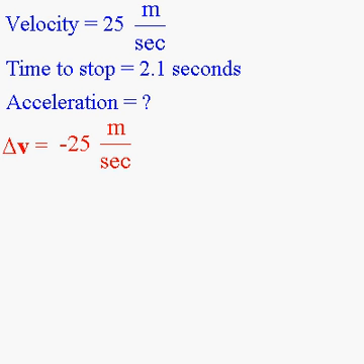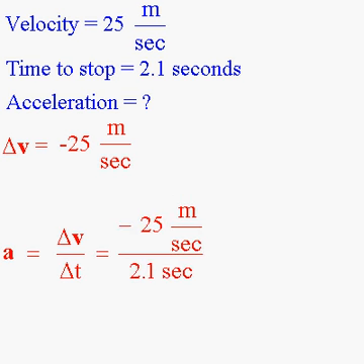So now we have delta V and delta T. We can plug into our equation. Remember, the equation says that acceleration is delta V over delta T. So acceleration is negative 25 meters per second divided by 2.1 seconds. When we divide these numbers out, we get negative 12 meters per second squared.